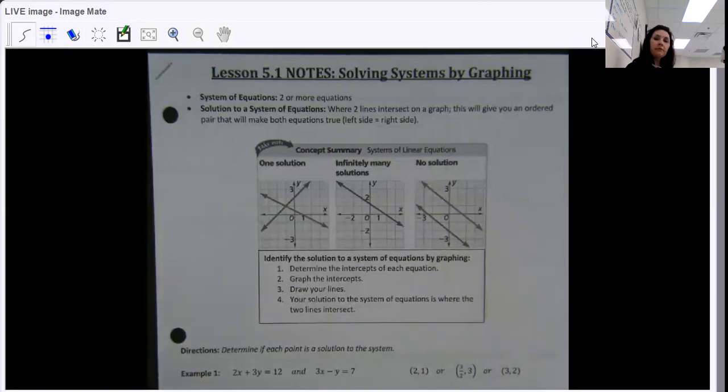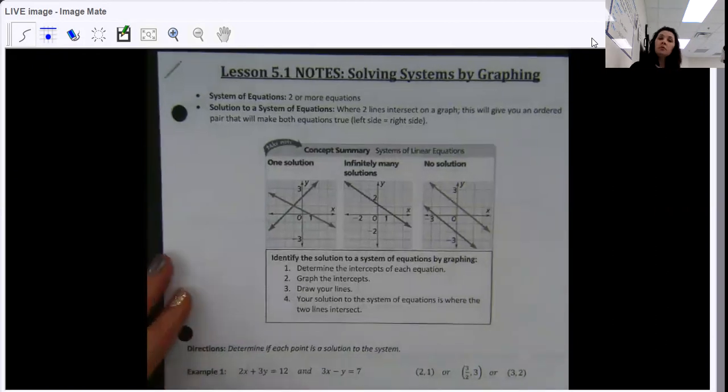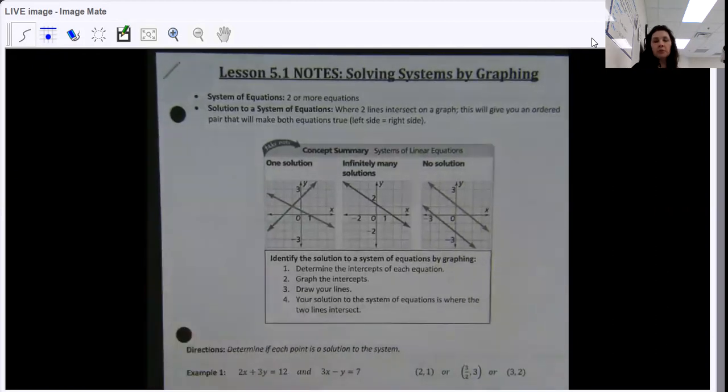And just to give you a little bit of background, when we solve systems of equations, we're talking about two or more equations. Now for Algebra 1, we're just going to work with two equations, but when you get into maybe honors geometry or Algebra 2 and up, you will encounter three or more equations.